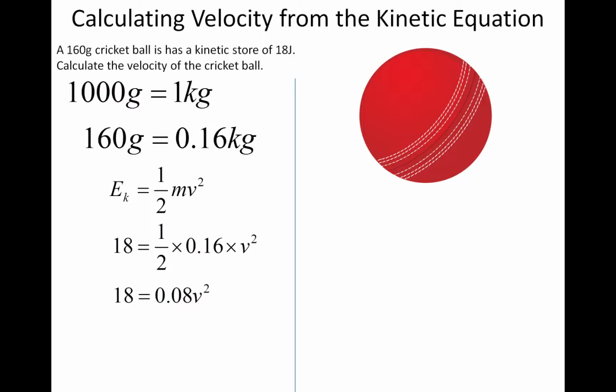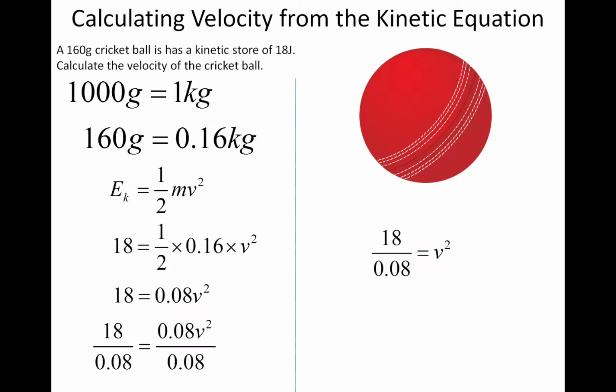We're now going to do the transposition phase to get us the second mark. So we divide both sides by 0.08. This gives us that v squared is equal to 18 divided by 0.08. Again, if you remember your square numbers, you will realise that v is 15 meters per second.